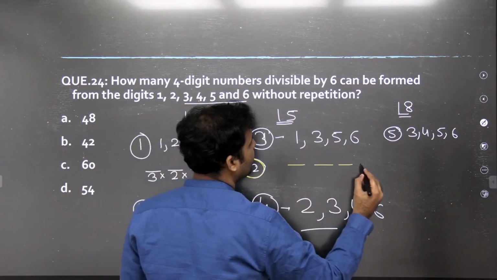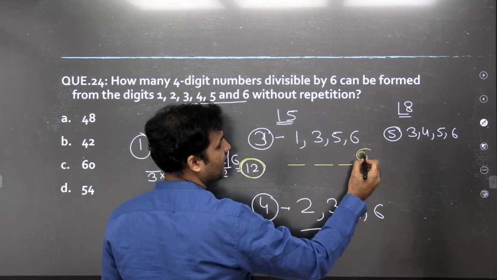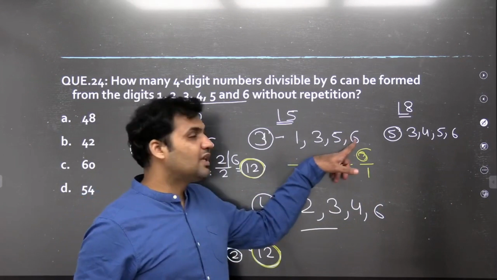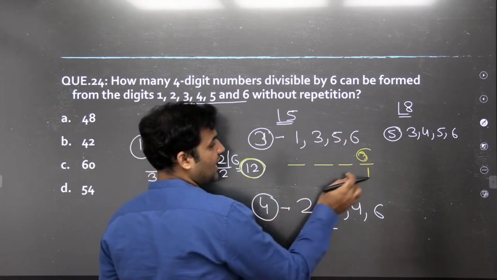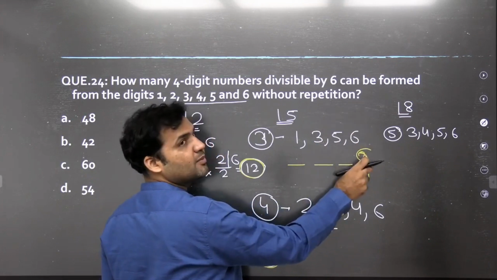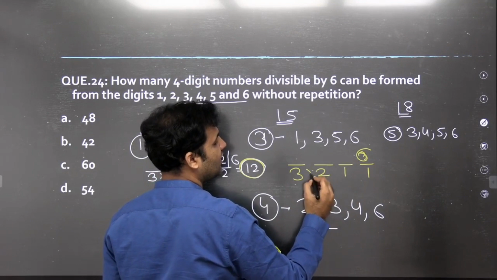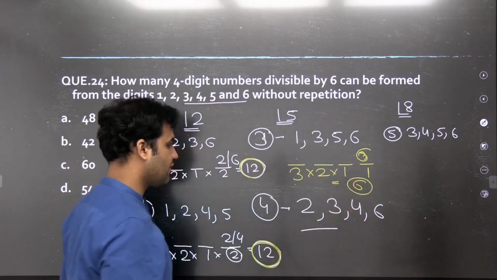1356. A 4-digit number is supposed to be made. Last digit can only be 6, right? There is only one position for 6. To make sure the number is even, we have only one even number. So this place can be filled only in 1 way, and 6 has to be placed at the unit position. And this place can be filled in 3 ways, 2 ways and 1 way. The total numbers that we will get will be 6. So 6 numbers will come from here.